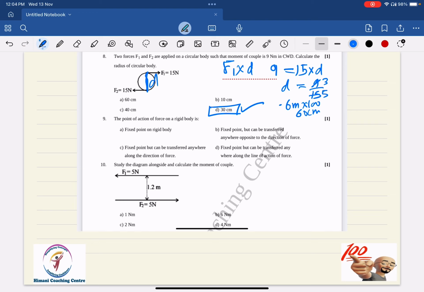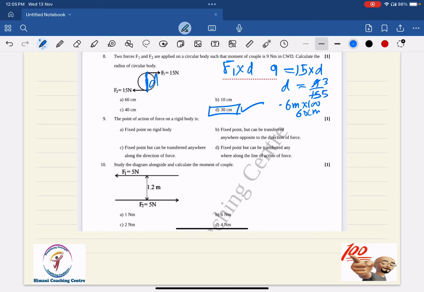Now the next question is checking our ability to understand the concept. It says the point of action of a force on a rigid body. If you look at option A, it says fixed point on a rigid body. Then, fixed point but can be transferred anywhere opposite to the direction of force. Fixed point but can be transferred anywhere along the direction of force. Fixed point but can be transferred anywhere along the line of action of force.